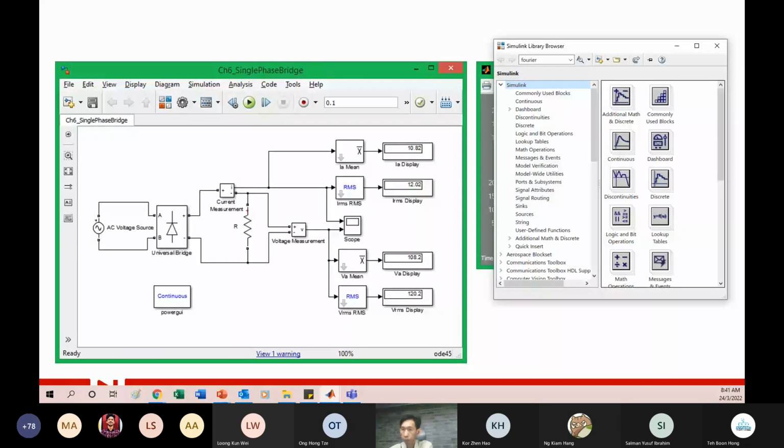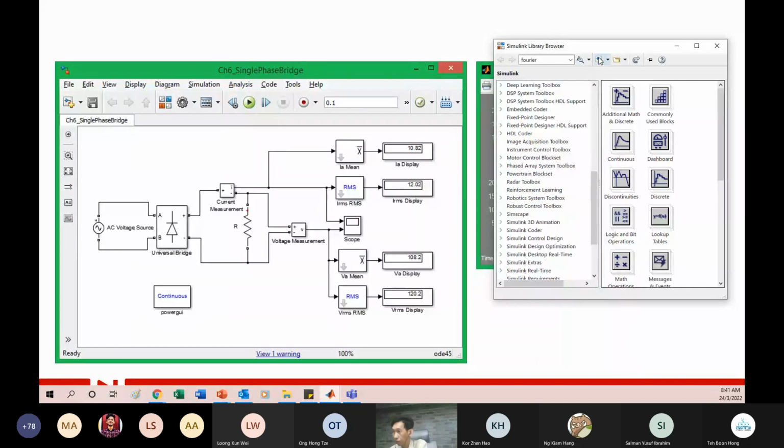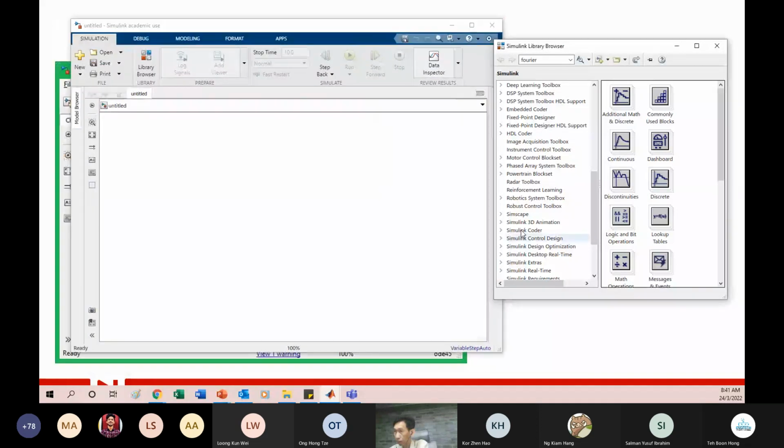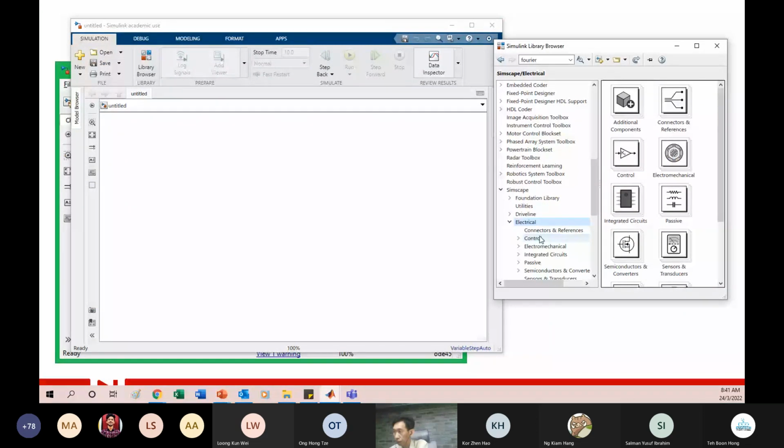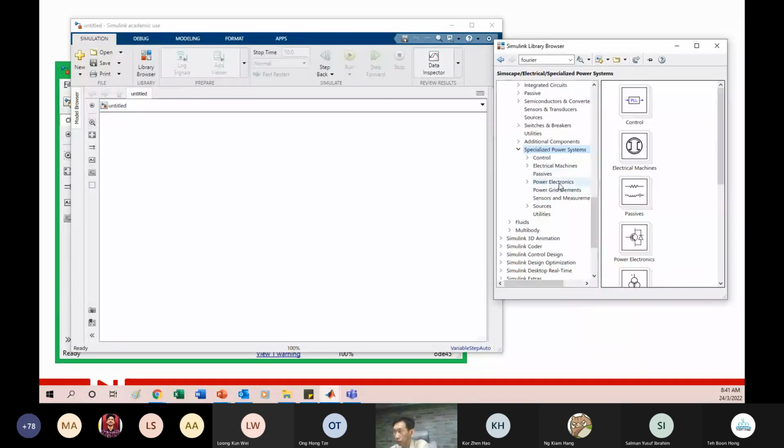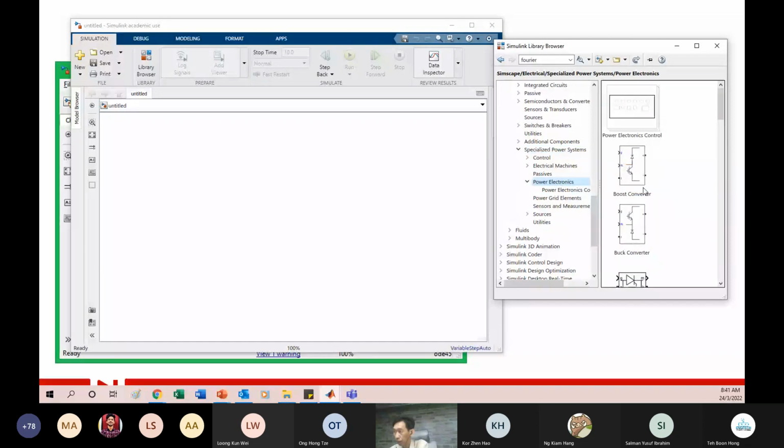Okay, when we do this, you have a few options. Electricals. Okay, if we are using this power electronics, you can use the universal bridge, the one that I'm using here.